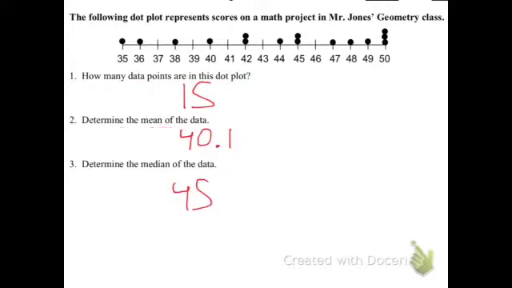To get the mean of the data, you have to add all these numbers up. So I just did 35 plus 36 plus 38 plus 40 plus 42 plus 42. So 2 dots, I had to put 42 in there twice. 44, 45 twice, 47 once, 48 once, 49 once, and 53 times. Into my calculator, added that up, and divided by the 15, the number of dots there are, and I got 40.1 for my mean.